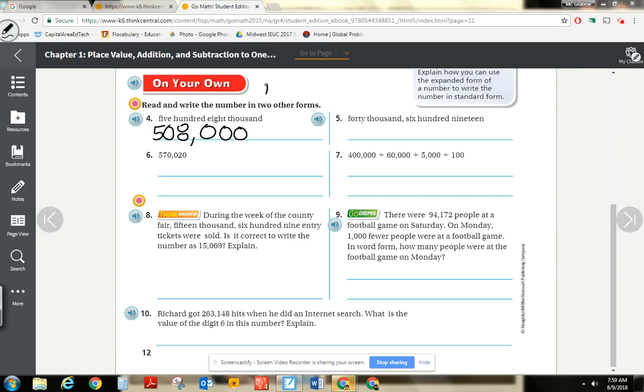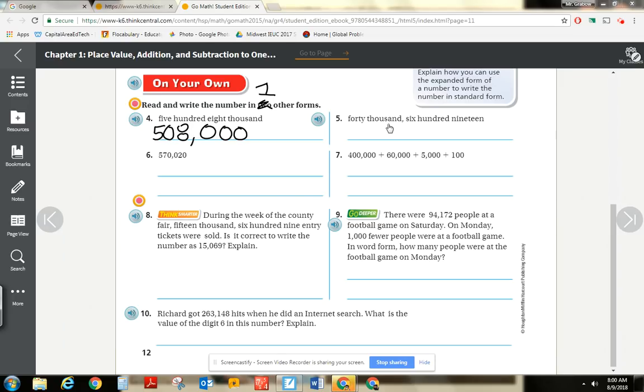I'm only going to do one other form for this one, and for 4,619, I'll do expanded form for you. So this is word form. This one looks like expanded form, and this is that standard, that normal way. So let's take a look at number 5. Read it to yourself. I'm going to read it again.